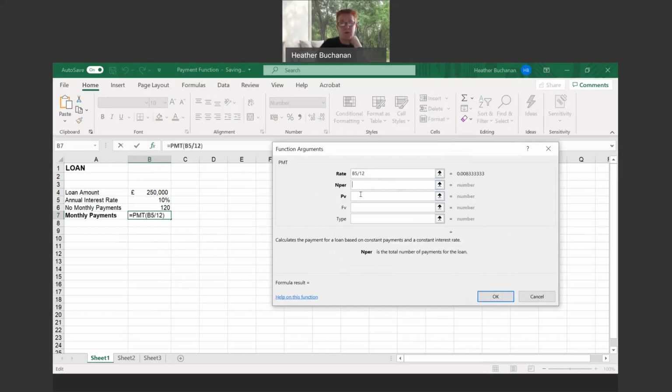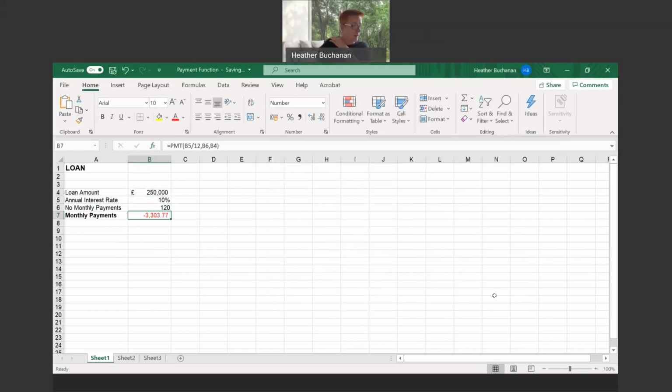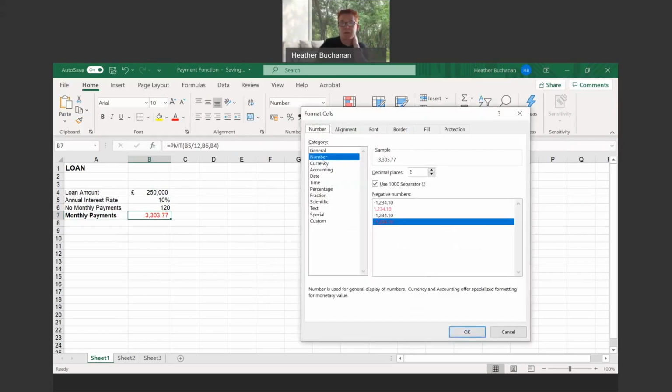Nper, or the number of payments for the loan, is going to be B6. And the PV, the present value, is the amount in B4. So again, we can click on OK. And we can see there that the monthly payments are going to be £3,303.77 over that period of time. I formatted this again to be a negative number in red, just to highlight that it is a payment going out. So remember, you just do that within the formatting for numbers. You can get your negatives from here.